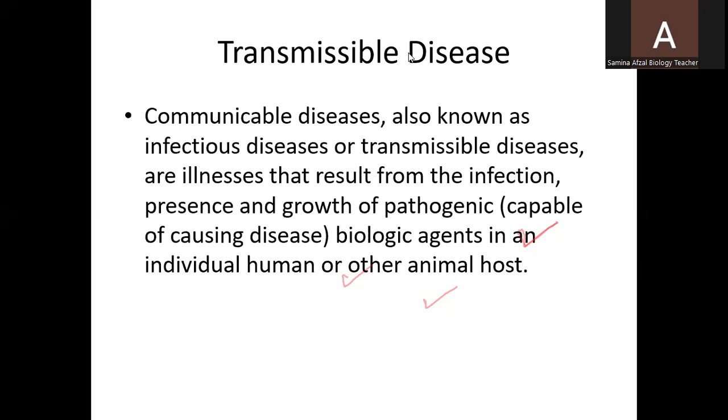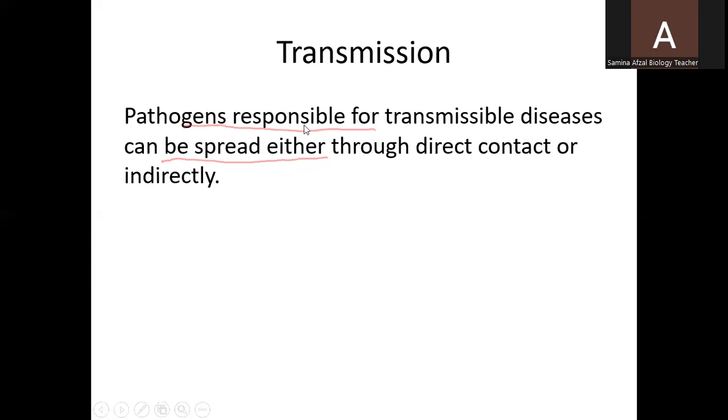So the diseases which are caused by these pathogens are called infectious diseases, or communicable diseases, because they are transferred from one person to another. So they are called transmissible diseases. One person can spread the infection to other people. So these pathogens are responsible for the transmission of diseases.